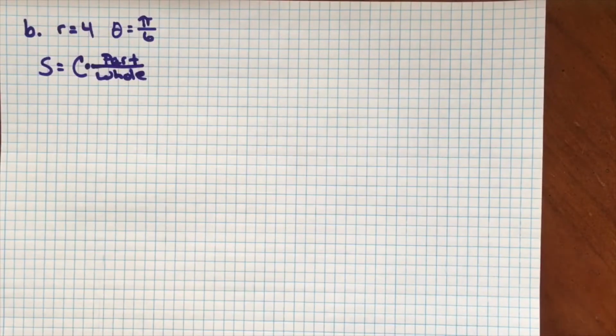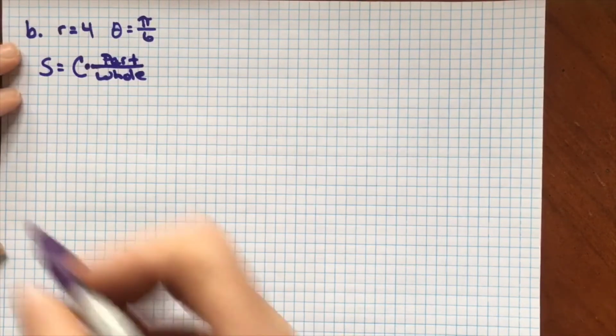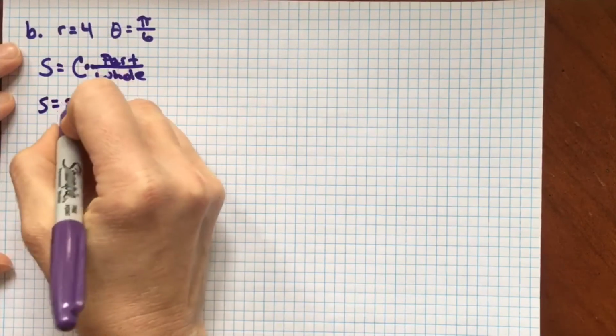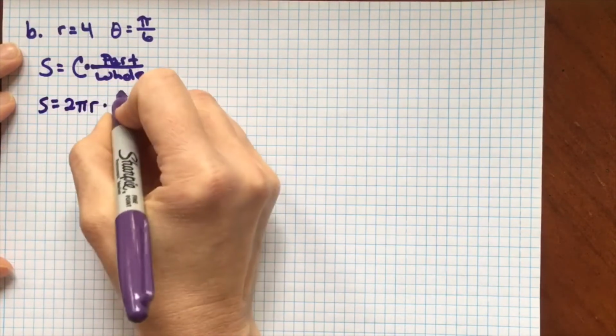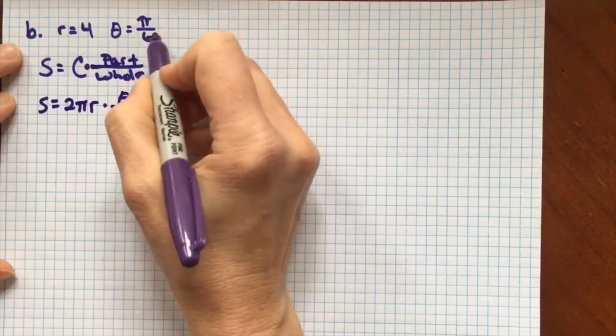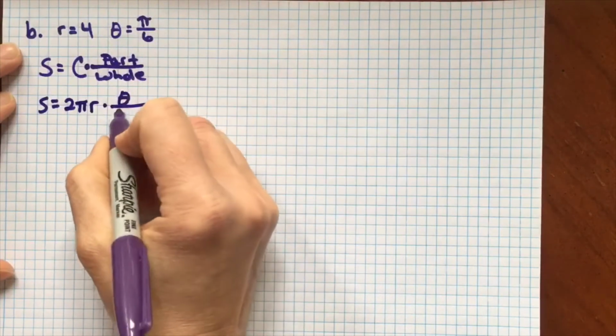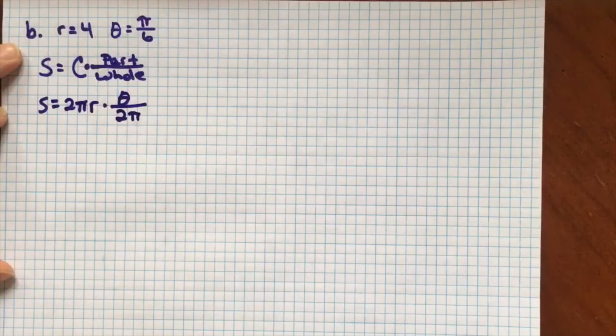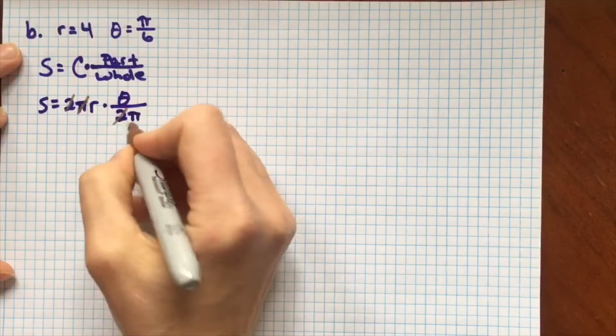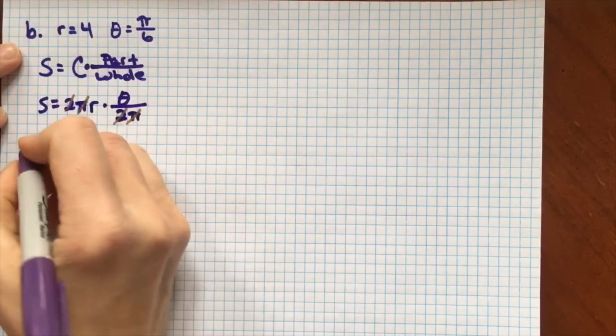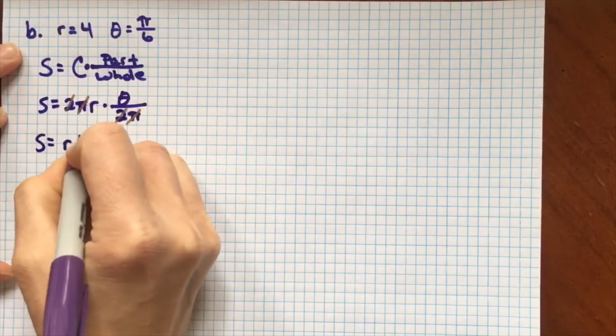In part B, we're challenged to find the length of the intercepted arc if the radius is 4 centimeters and the central angle measures pi over 6. We learned in the last example that S, arc length, equals circumference times part divided by whole of the circle. So S equals circumference, 2 pi r, times theta over whole. But this time we're in radians, so all the way around the circle is 2 pi. Oh, look at that. This is very interesting. We can divide out the 2's, divide out the pi's, and look at the formula we've just derived: S equals radius times theta.